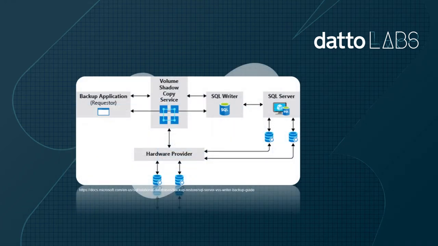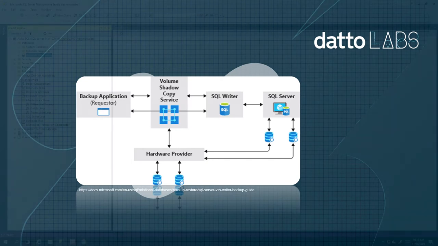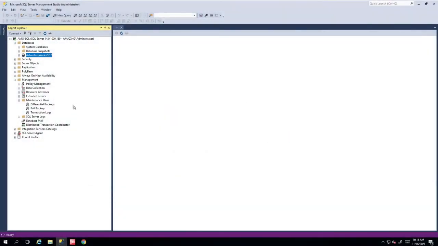When a Datto agent or true VMware agentless initiates a backup, SQL VSS writers are invoked to quiesce the database. A checkpoint writes the current in-memory modified pages, also known as dirty pages, and transaction log information from memory to disk, and also records information in the transaction log. Let's see how this works.